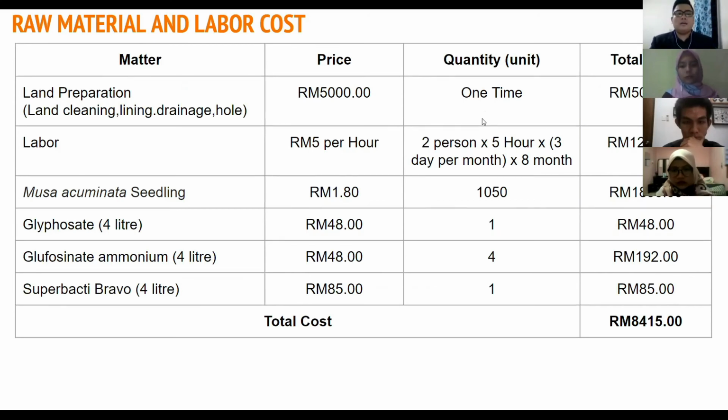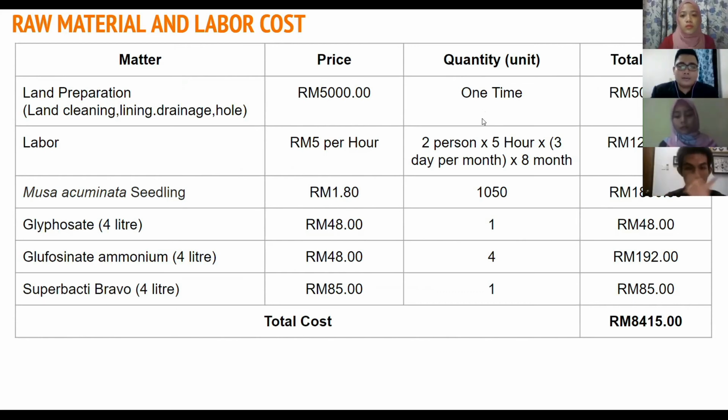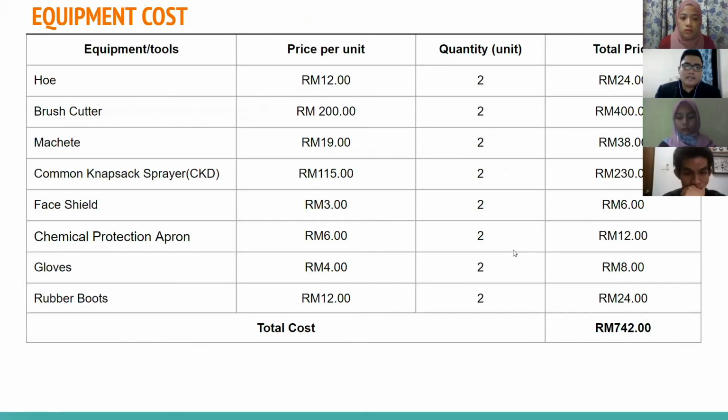That is the cost of our project. So, the raw material and labor cost. The items included in the raw material and labor cost are land preparation, which includes land cleaning, lining, drainage, and holing. Next, labor, and then the seedlings. Then glyphosate, the herbicide that we use, and glufosinate ammonium. And then, to prevent disease, we use Sulbacti Bravo to prevent the disease from spreading in the farm. So the total cost of all of these raw material and labor costs is RM 8,450.